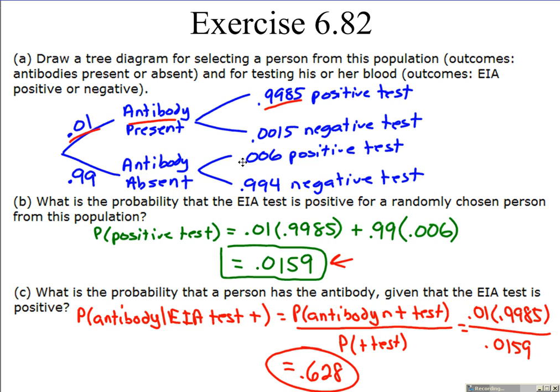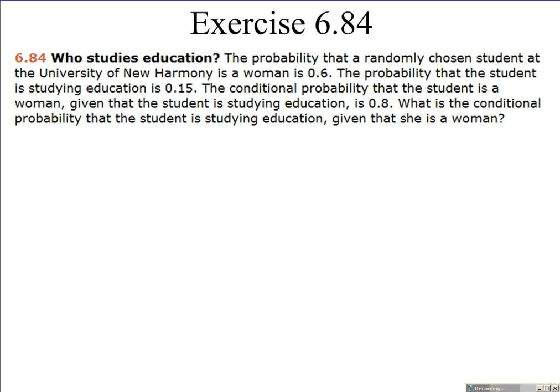Last one here. Number 84, the probability that a randomly chosen student at the University of New Harmony is a woman is 0.6. Probability that the student is studying education is 0.15. The conditional probability that the student is a woman given that they are studying education is 0.8. What is the conditional probability that the student is studying education given that she is a woman?